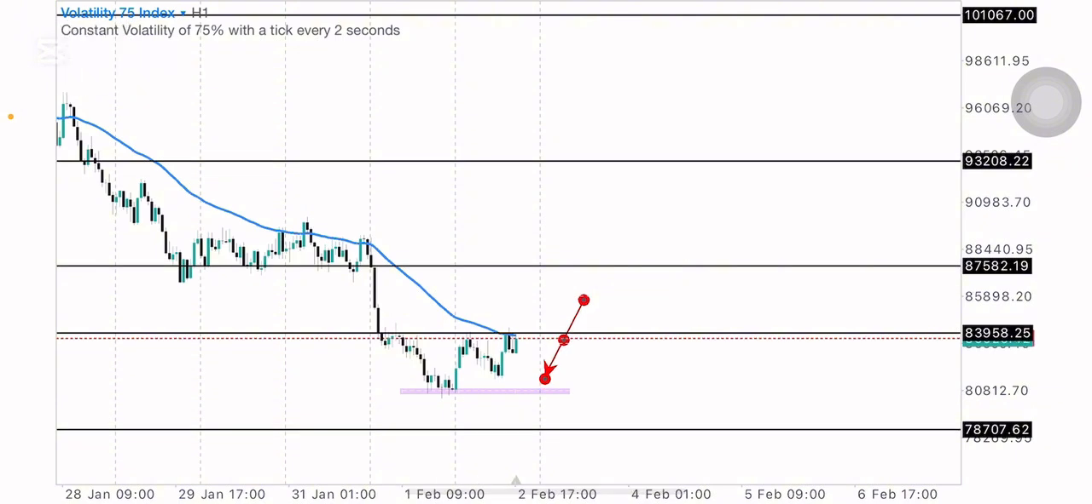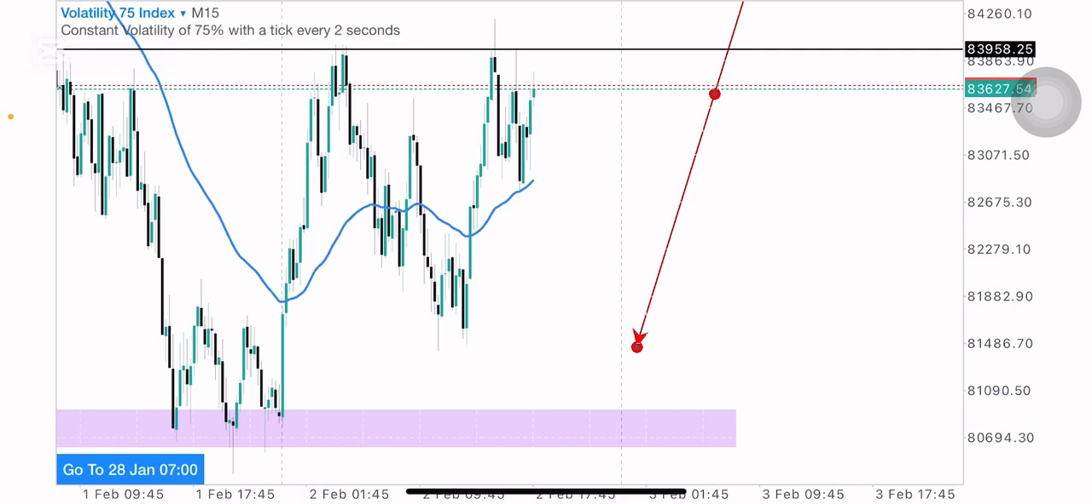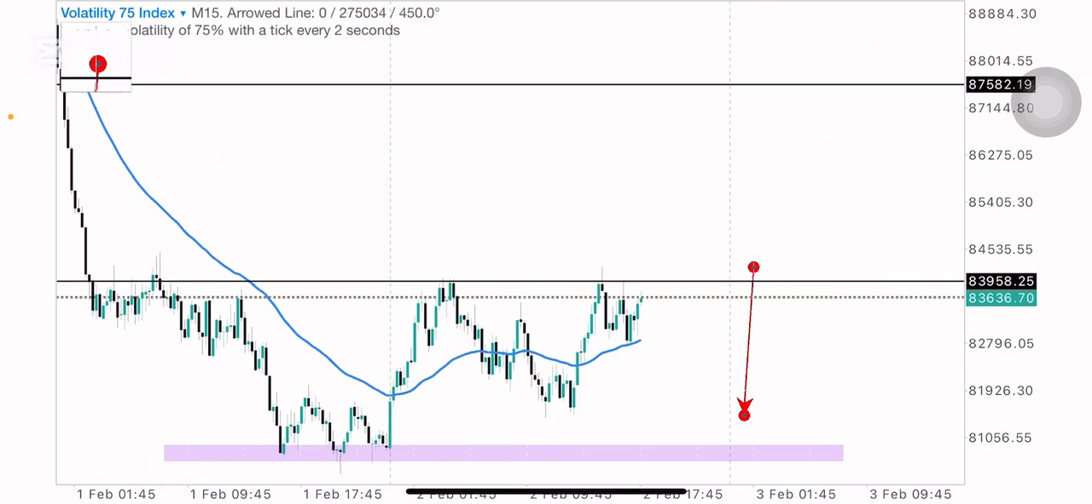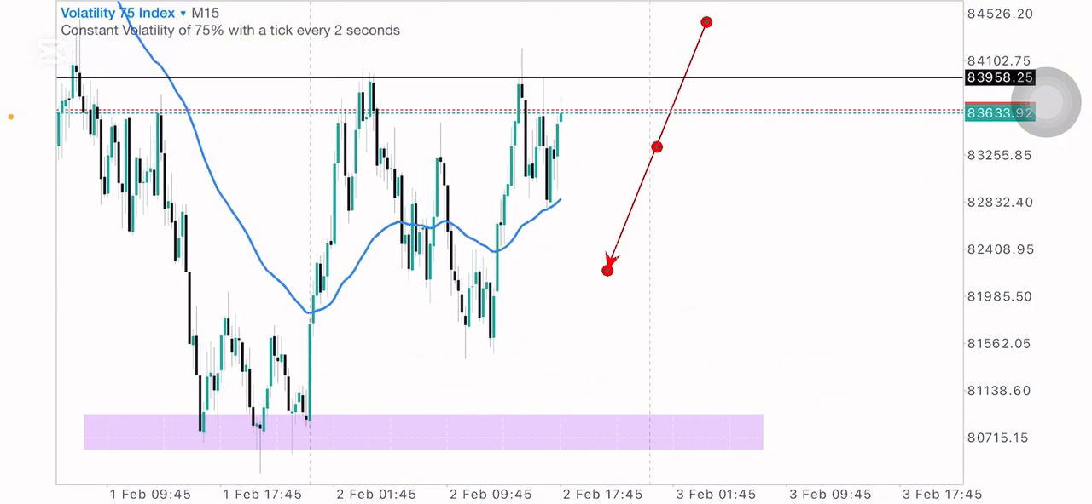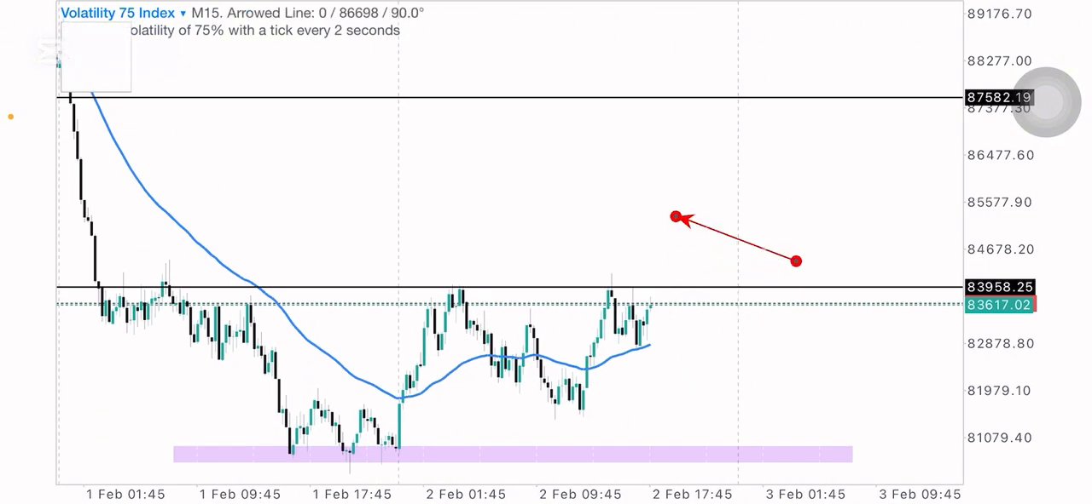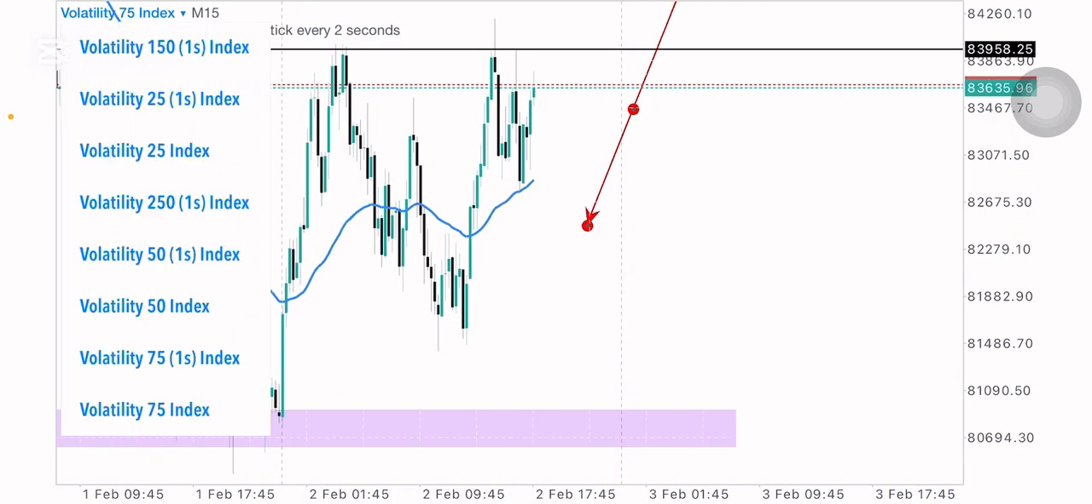VIX 75. Maybe, just maybe, by Monday everything would have started playing out. It would have become clear for us to see. Price might have broken out of here or here. So let's just wait and see.